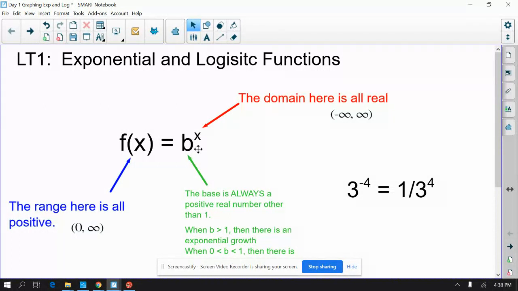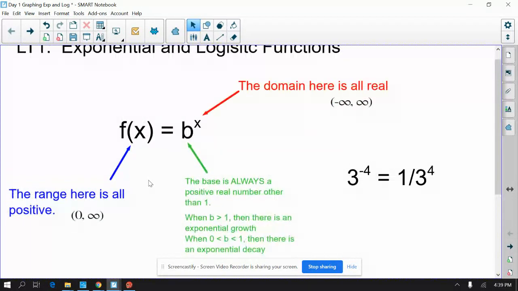Now that's just for the parent function, but we can change this around. We can subtract 7. That means that now the range is everything from negative 7 to positive infinity. Or we could flip this upside down, and that would change the range too. But the starting point for an exponential function, the range will be all positives.